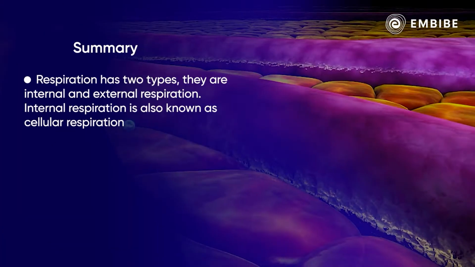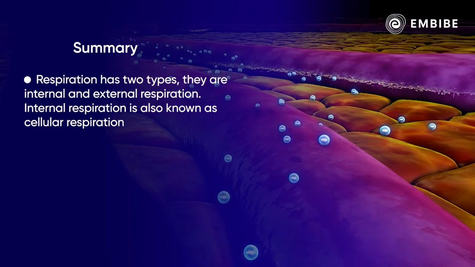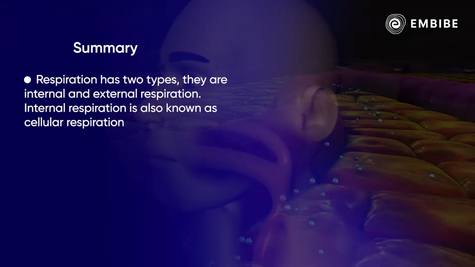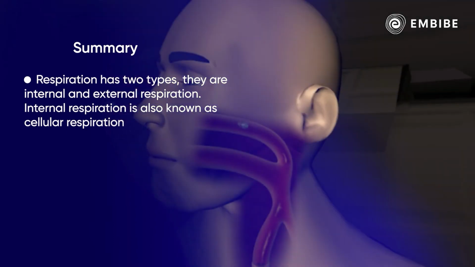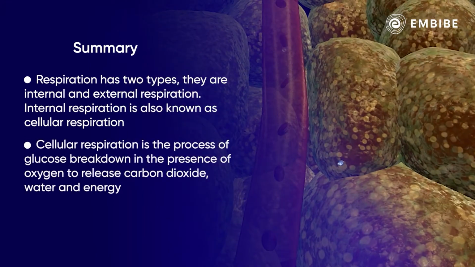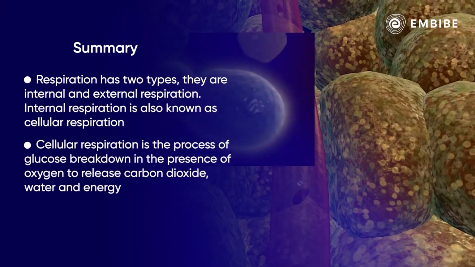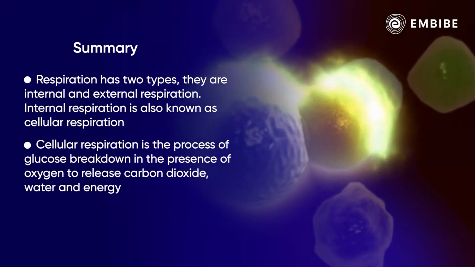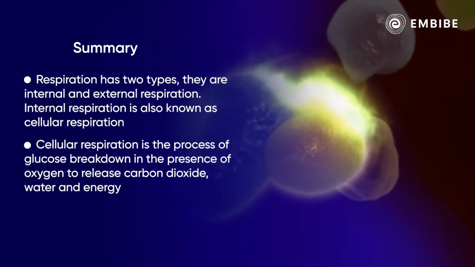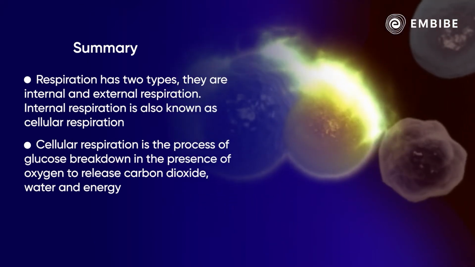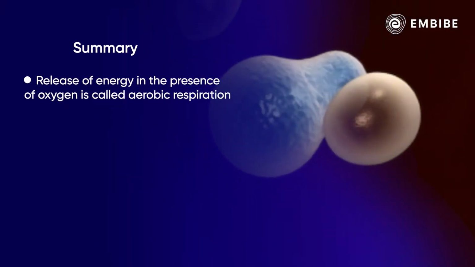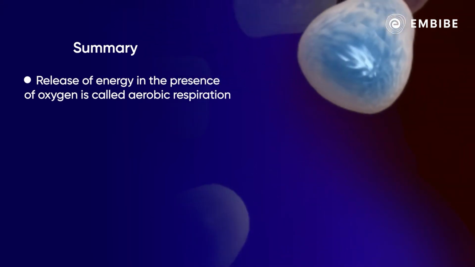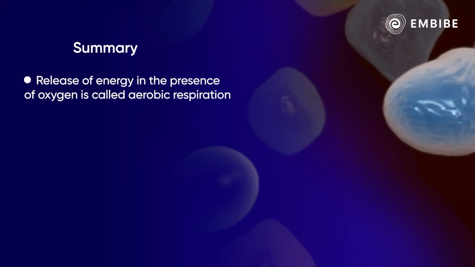Let us summarize. Respiration has two types. They are internal and external respiration. Internal respiration is also known as cellular respiration. The complex process of chemical reactions resulting in the breakdown of glucose to form carbon dioxide, water, and energy in the presence of oxygen is termed cellular respiration. The process in which the energy is released in the presence of oxygen is called aerobic respiration.